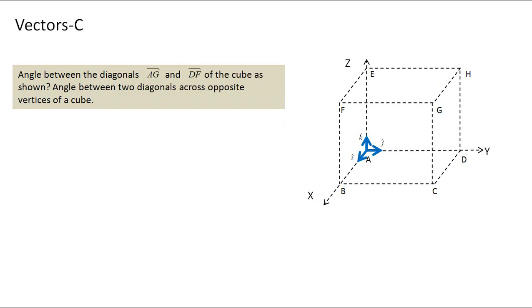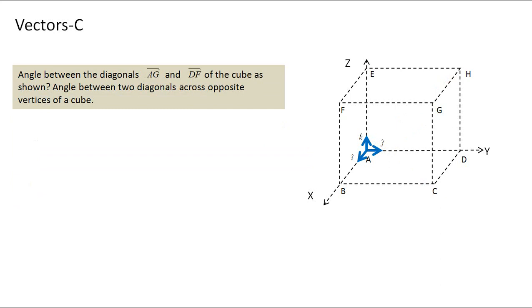Let's take a question which is slightly more challenging. Find the angle between diagonal AG and DF of the cube as shown. The same thing can be worded in a different way: the angle between two diagonals across opposite vertices of a cube.